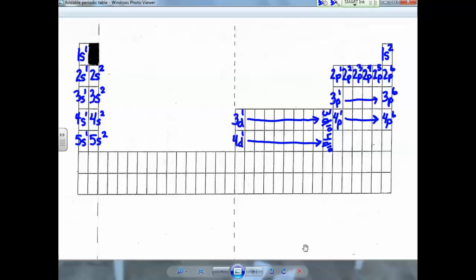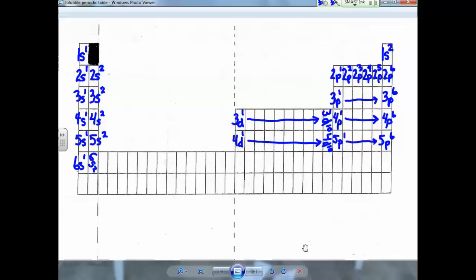What would be under the 4P? 5P. I think some of you may have already filled these in. Kind of looks like you're working ahead. 5P6. After 5P6? 6s1 and 6s2. And now we have another block in here. What's this block for? The F block.